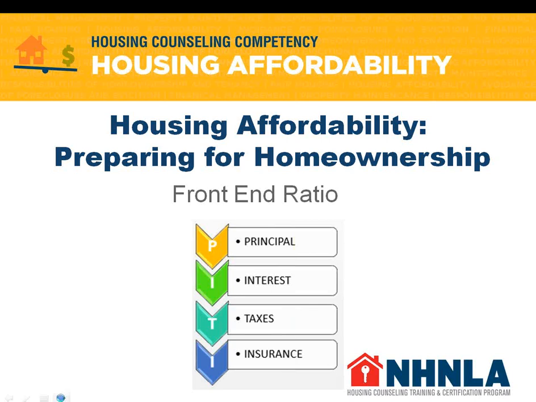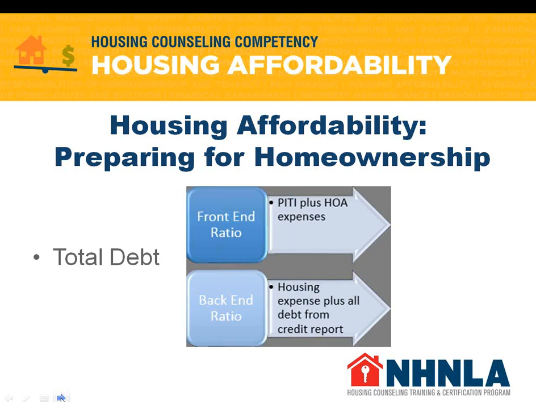The front-end ratio may also include homeowner expenses, as you see in this slide. So remember, front-end includes principal, interest, taxes, and insurance, as well as any homeowner association dues that apply. The back-end ratio includes not only all of the housing expenses, but also any debt such as car loans, student loans, credit cards, or other monthly debt obligations.